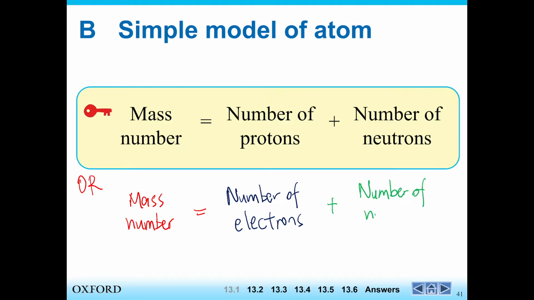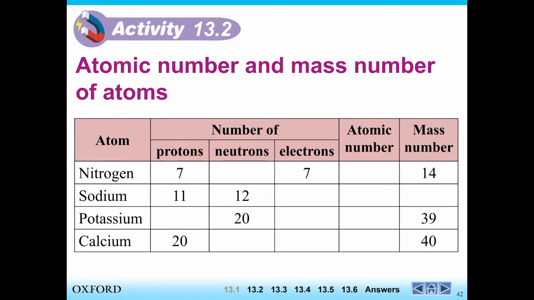Okay, and now let's do some questions. Now we have learned about atomic number, mass number, number of protons, and electrons. Let's do some questions now. Here you're given some of the number of protons, neutrons, and electrons, and you're asked to find the rest. And you're given the element names on the left here.